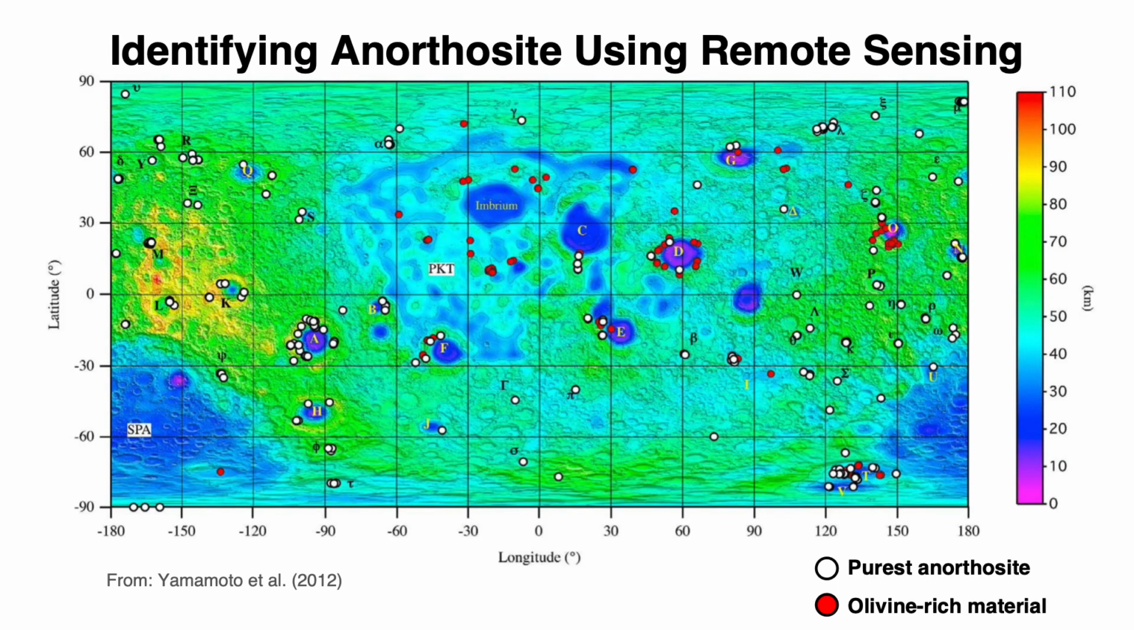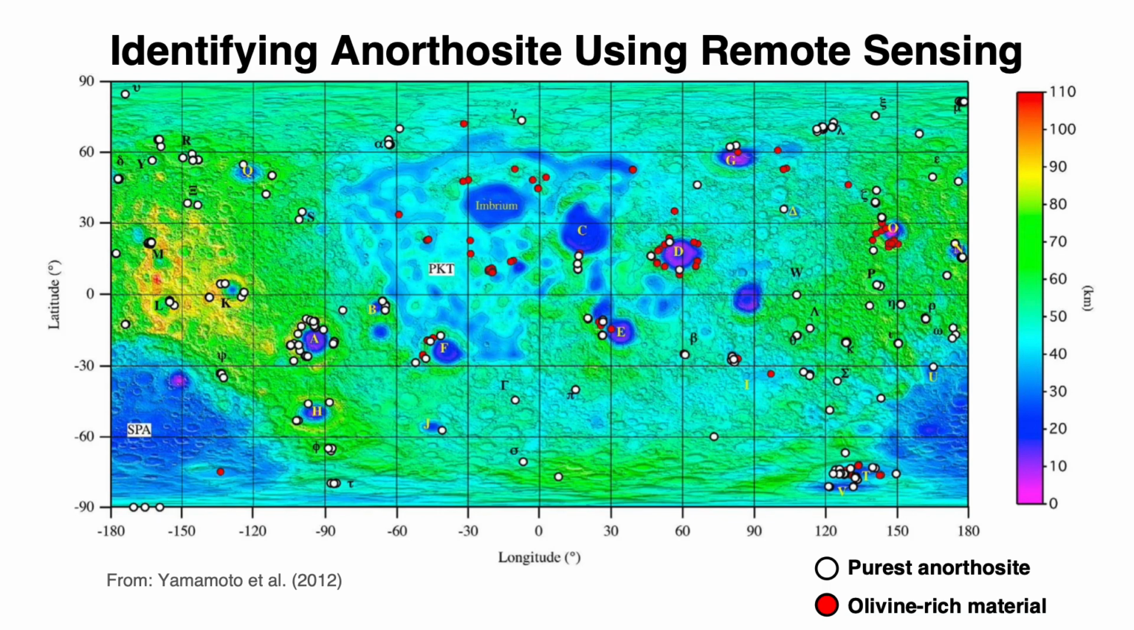Besides Apollo samples, more recently spacecraft data have helped researchers identify areas of the moon where there is pure anorthosite, shown in white circles above. Note that the center of the map consists of the near side of the moon, the side we see from the Earth, and the left and the right sides of the map are showing the far side, the side we cannot see from the Earth.